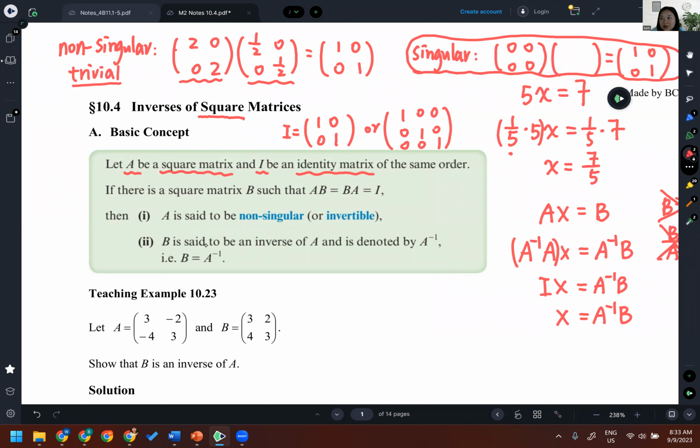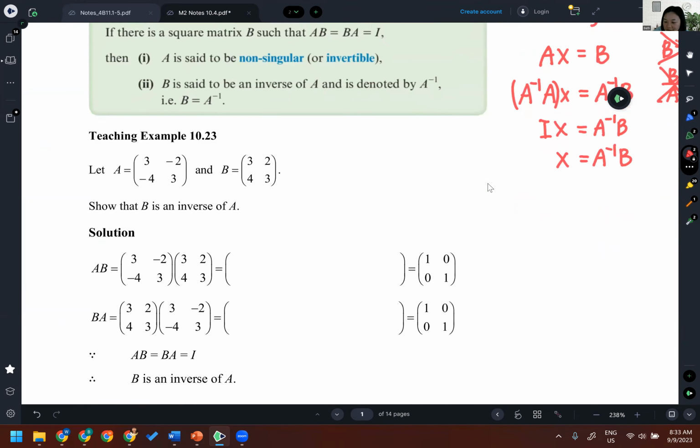Now about the notation I mentioned just now. If B is an inverse, then it's notated as A^-1. I don't say this is A to the power. I just call it A inverse. It's not a power thing. It's not an index. It's an inverse of A. Now, if B is an inverse of A, you can also say A is the inverse of B. Okay.